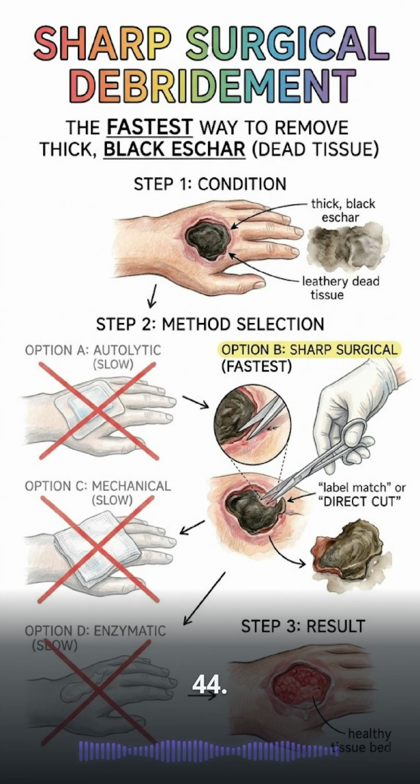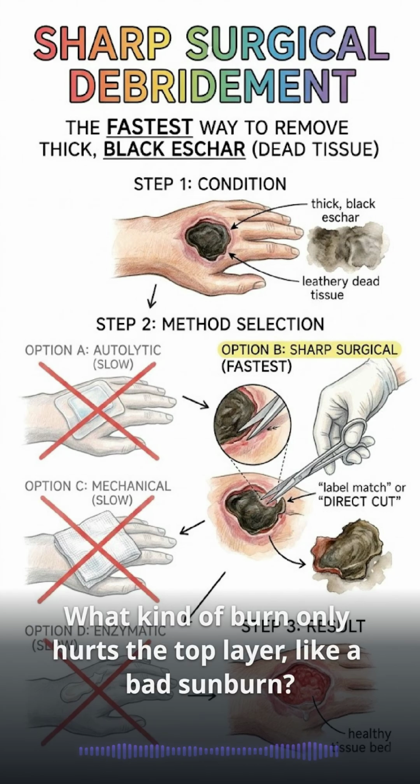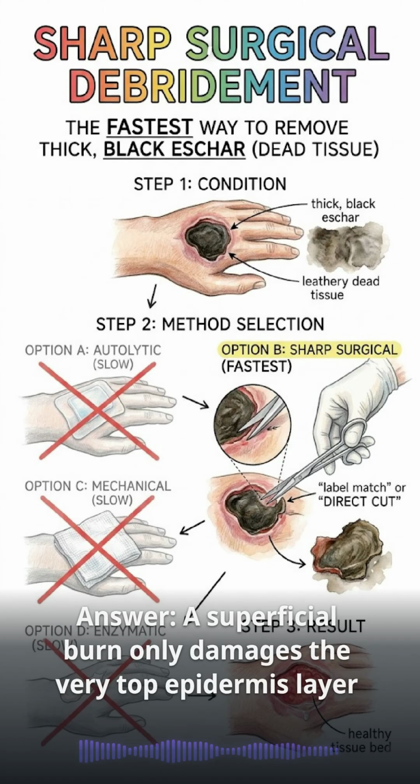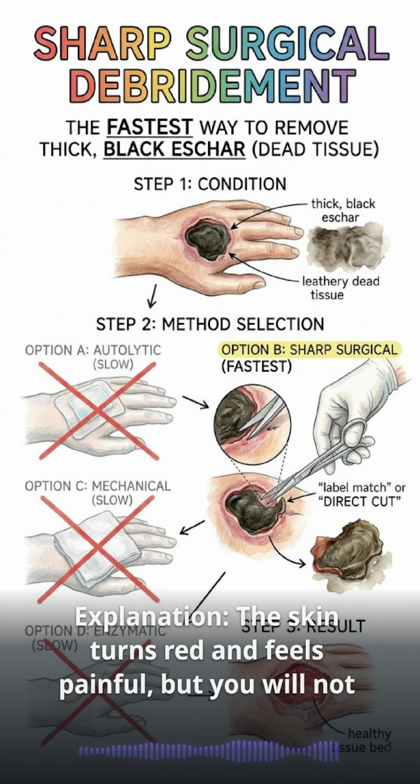44. What kind of burn only hurts the top layer, like a bad sunburn? A superficial burn only damages the very top epidermis layer of the skin. The skin turns red and feels painful, but you will not see blisters.